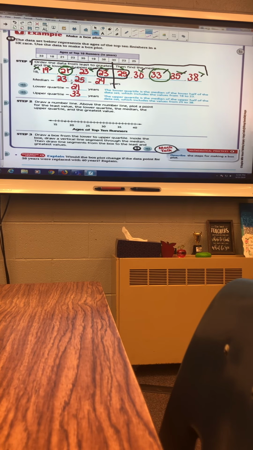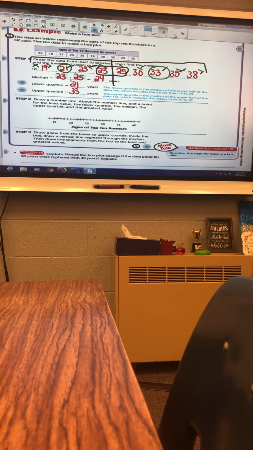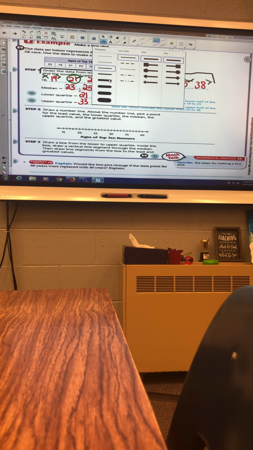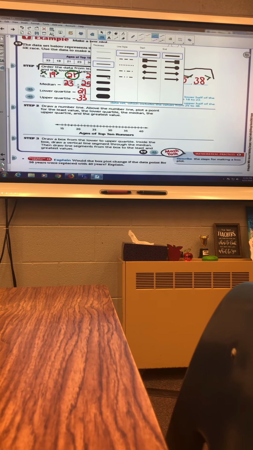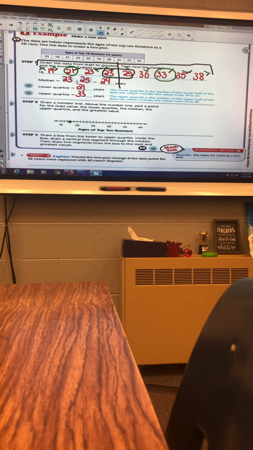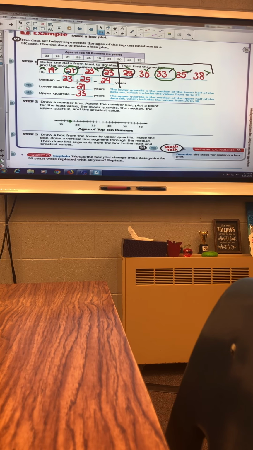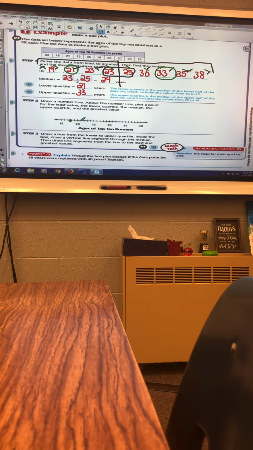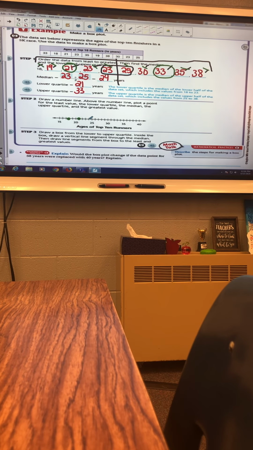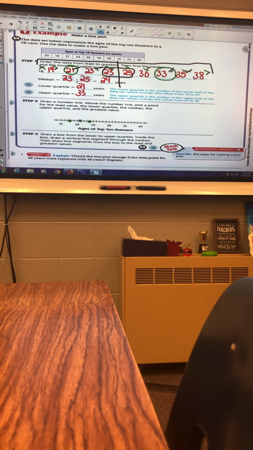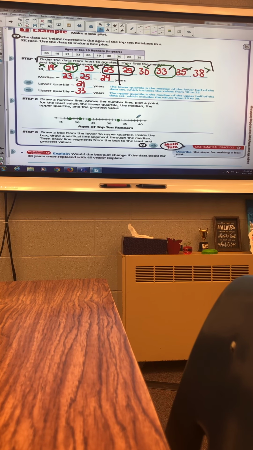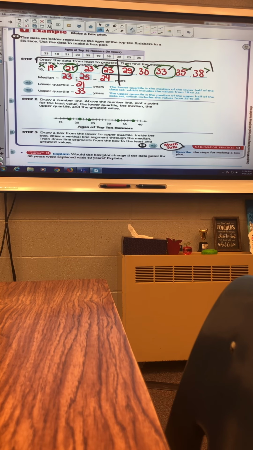So I'm just going to plot an 18 right there. I'm going to make it a little bigger so you can see it. Okay, so I'm going to plot it right there. Then we have our lower quartile, which is 21. Our median, which was 24. Our upper quartile, which is 33. And our greatest value, which was 38.